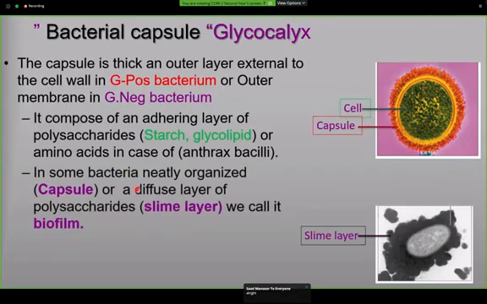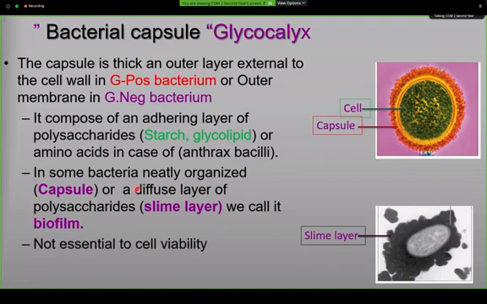In some bacteria, the capsule could be arranged neatly, and we call it a capsule, but it could also be a diffused layer, and we call it a slime layer. So if they are arranged neatly, we call them capsule. If they are arranged in a diffused structure, we call them slime layer or biofilm.